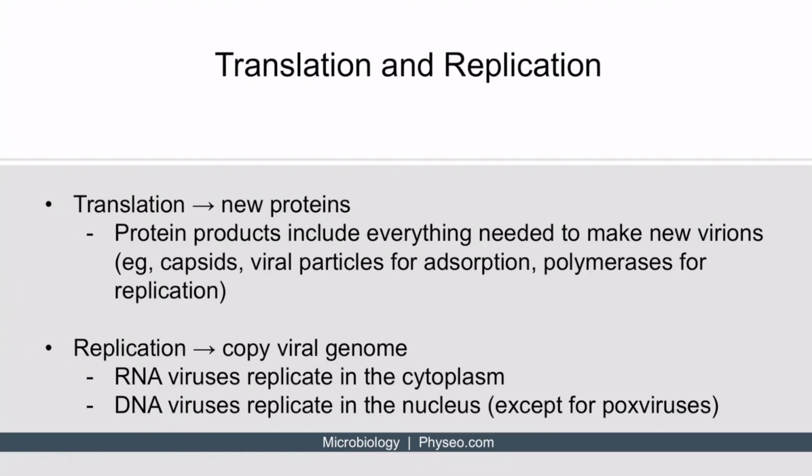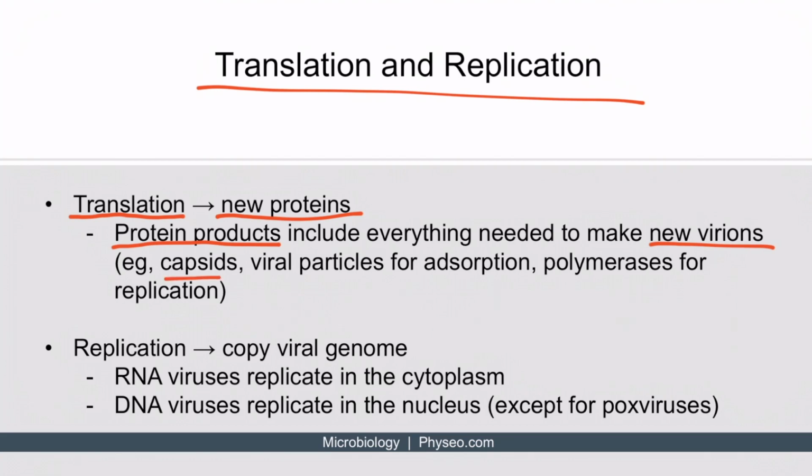It's important now to focus on translation itself and replication. So whether we're referring to RNA or DNA viruses, translation will result in new proteins. And these protein products include everything needed to make the new virions. For example, capsids, or the viral particles needed for adsorption, or polymerases for replication, or any of that stuff. And with the production of all these proteins, replication can occur. And replication simply refers to copying the viral genome.